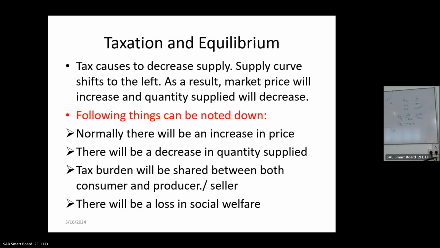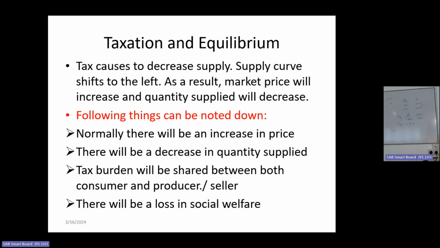What happened? The tax burden, right? So that is called tax incidence. The burden, how it gets divided between the consumer and the producer. Normally, the rise in the price should be borne by the consumer, right? So this portion is borne by the consumer, right?